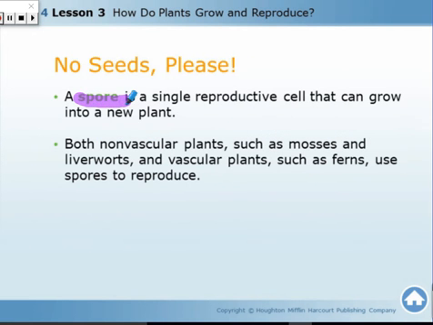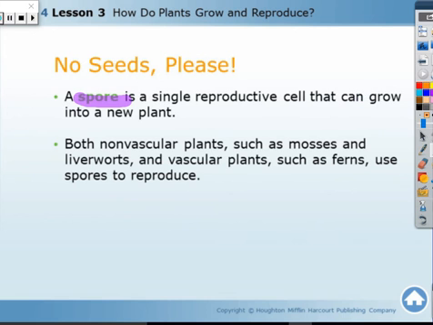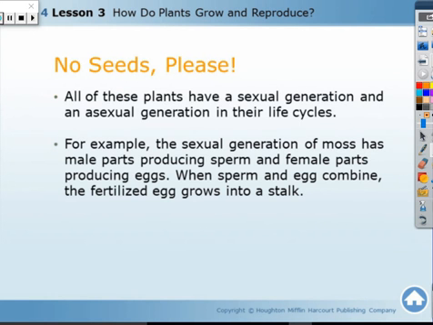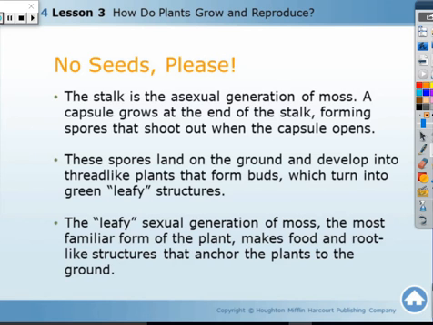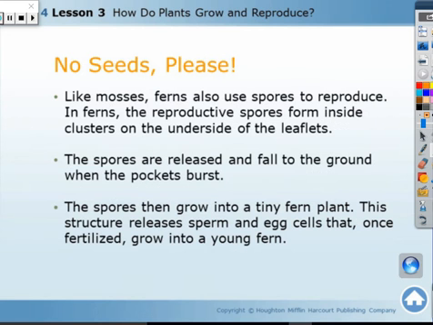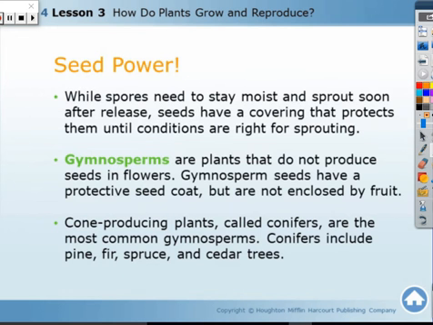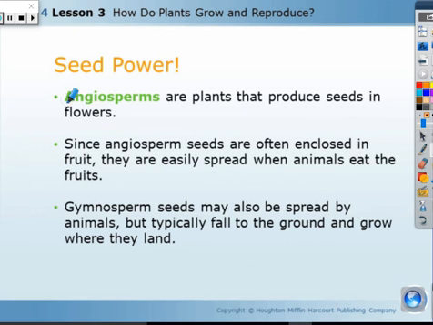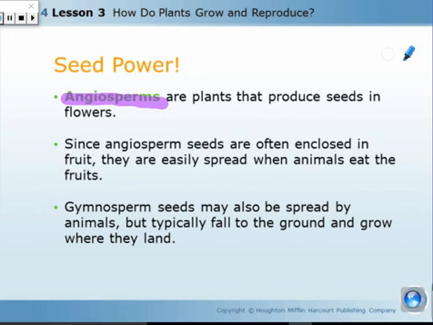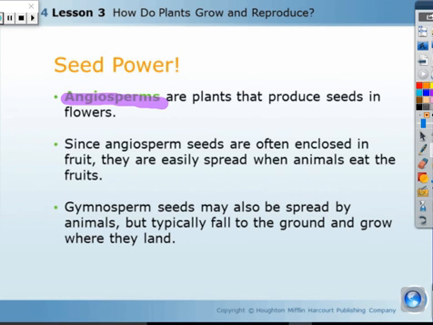Spores. And you may watch the video on spores, please. Ferns. And there's another video. Gymnosperm. Angiosperm. And the video again.